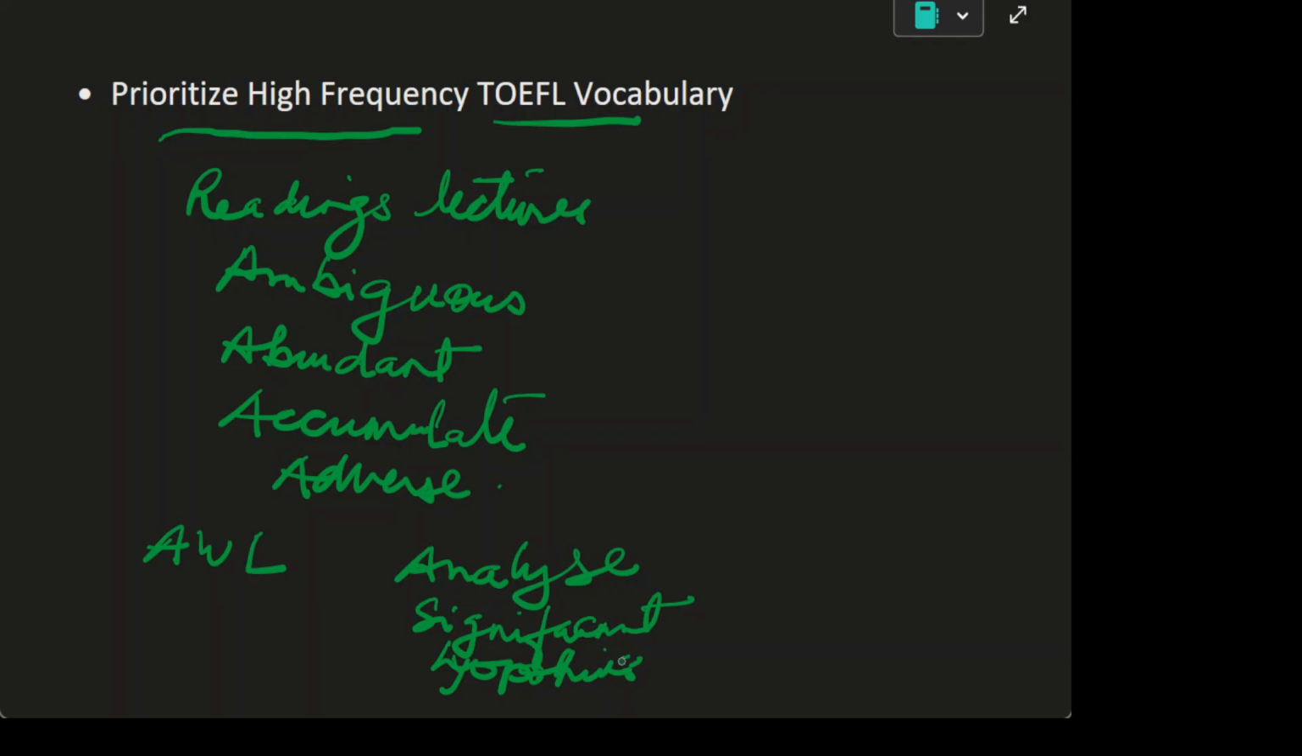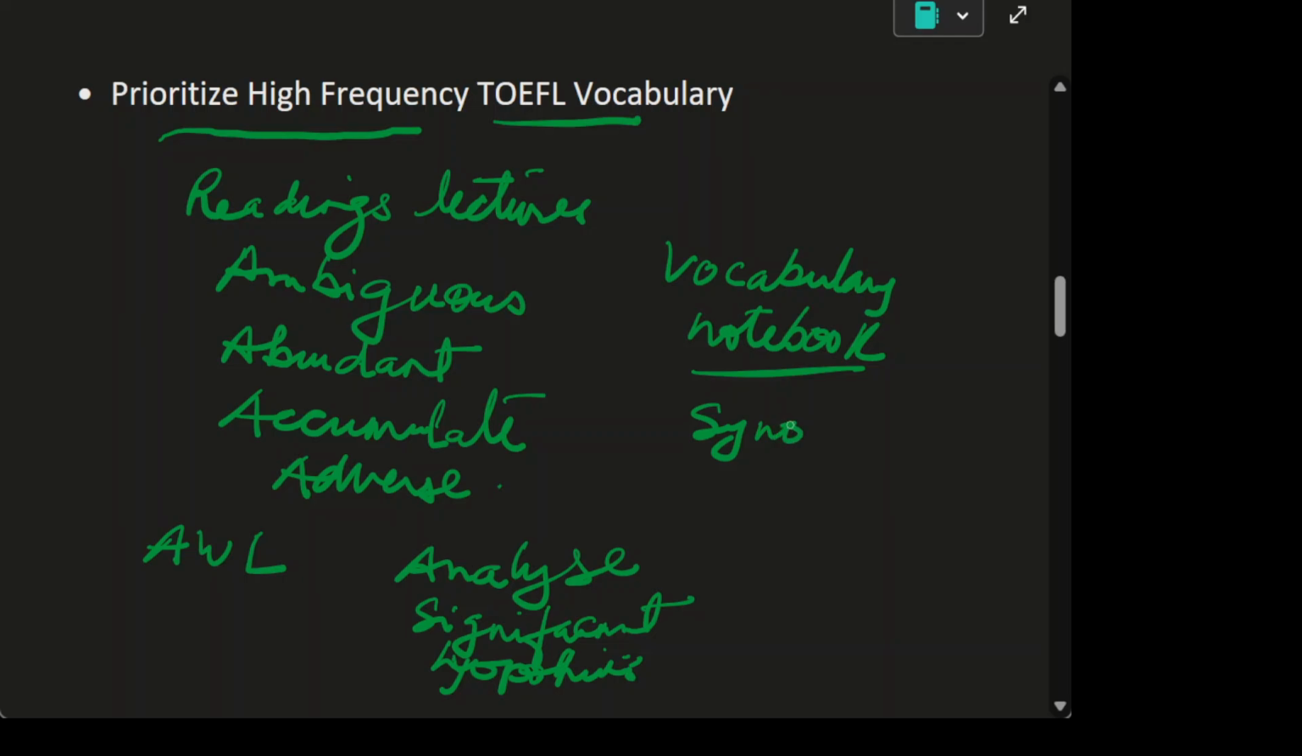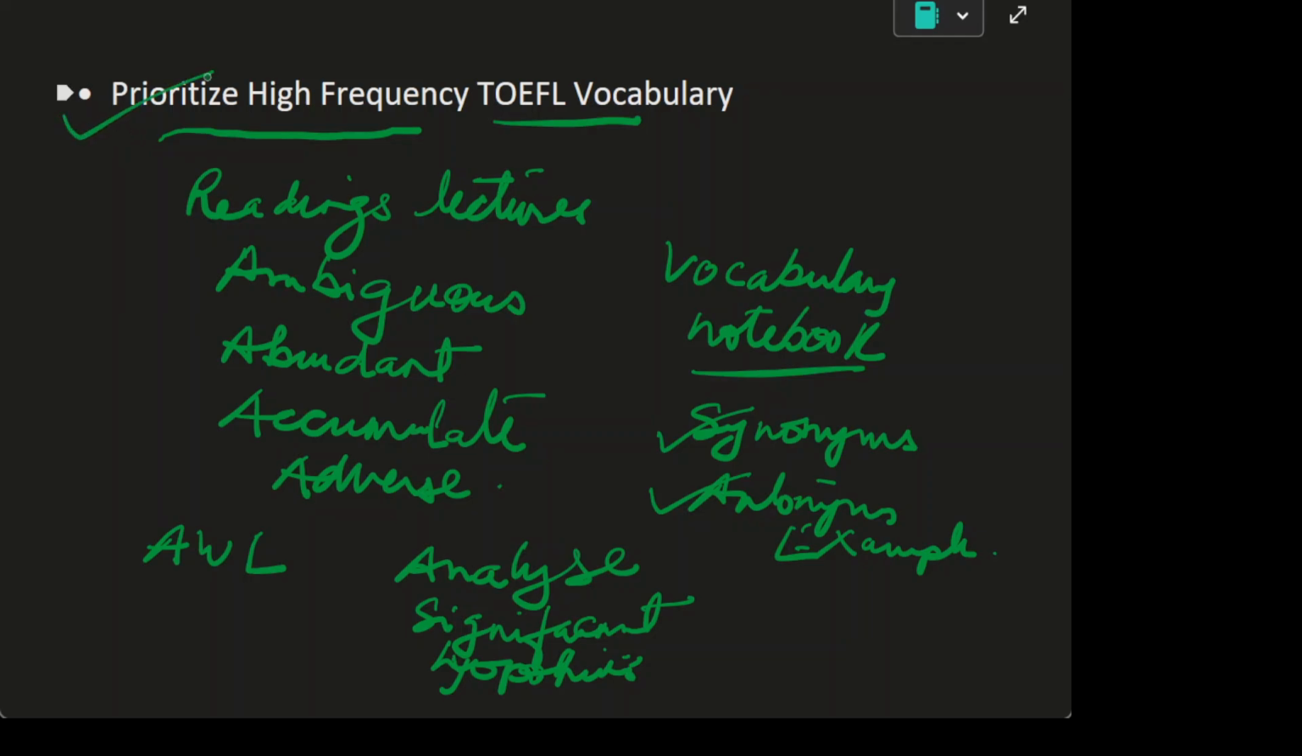Now the main thing you need to do is maintain a vocabulary notebook. This also helps in scoring high in the exam. Here you can record synonyms and antonyms. At the same time, you can also write some example sentences using the same words, which helps you in the exam. So it is not just about using synonyms and antonyms, you need to apply them as well. Okay, so this is the first step. So what is the first step? You need to prioritize high frequency TOEFL vocabulary.